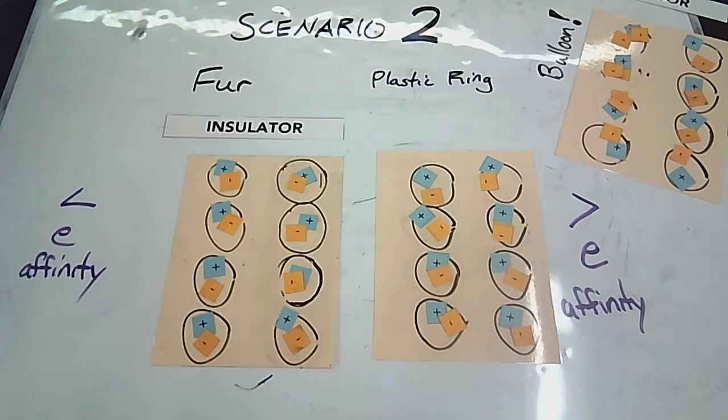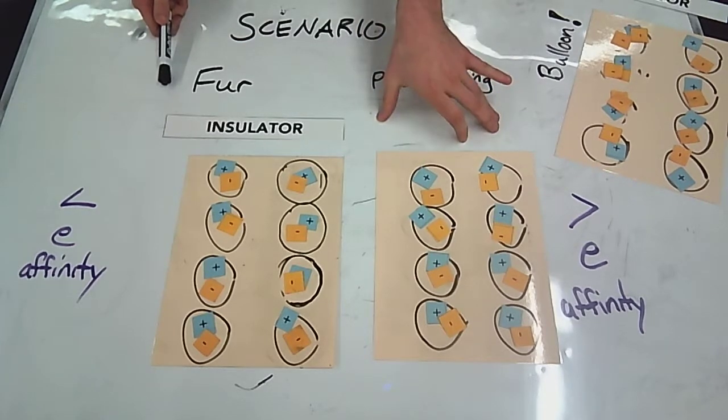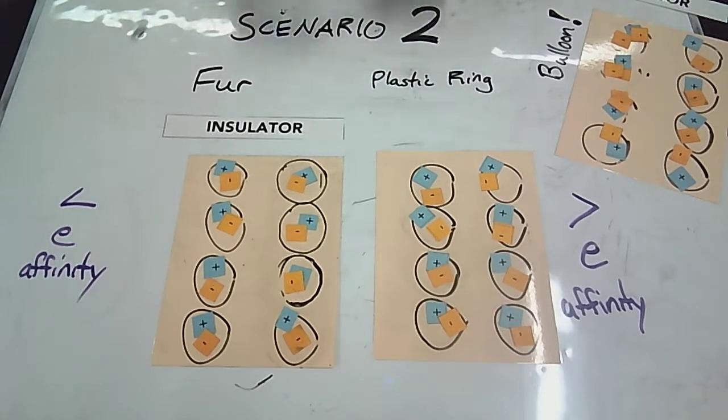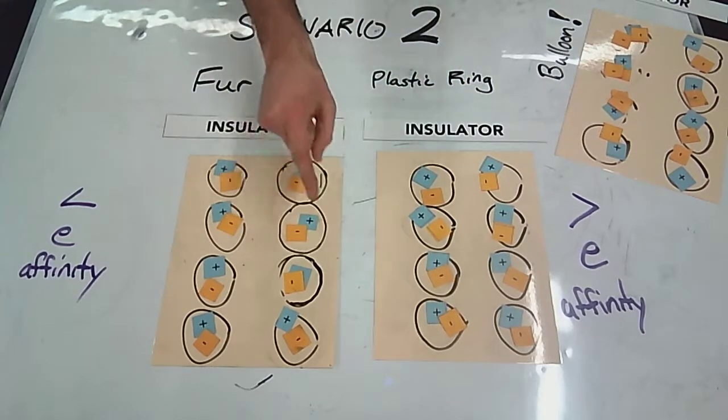So I reset the board a little bit, and we can see that that negatively charged balloon from just before is now up here, and I still have the fur, but now I brought the plastic ring into our scenario as well. So the plastic ring is also going to be an insulator, just like all these other objects. It starts off neutral, so same amount of protons to electrons, and one thing you're going to be noticing about the fur is that it's neutral again.